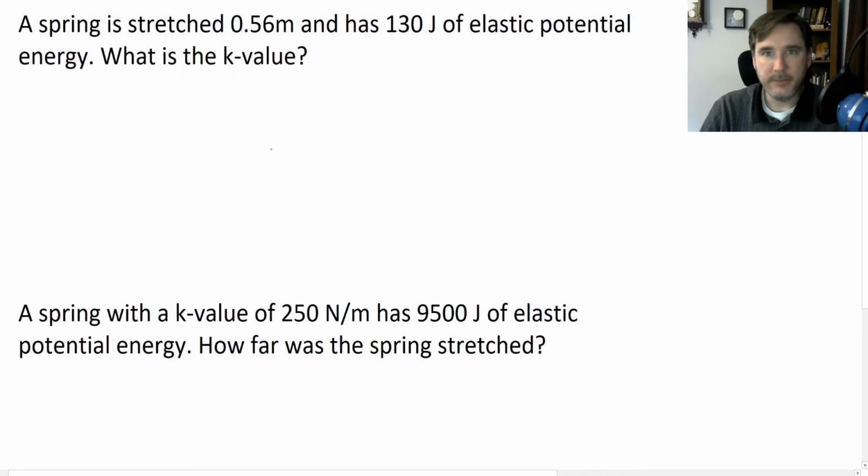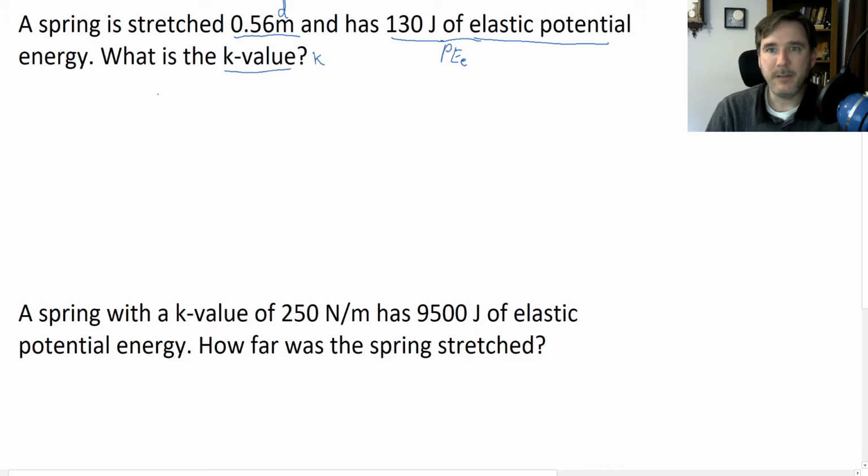All right, in this example here, we have a spring. So that should tell you right away what equation we're going to use. It's stretched 0.56 meters and has 130 joules of elastic potential energy. Right away we need to identify this as going to be the displacement, the distance that the spring is stretched. This is going to be our PE, elastic potential energy, and obviously we are trying to identify K.